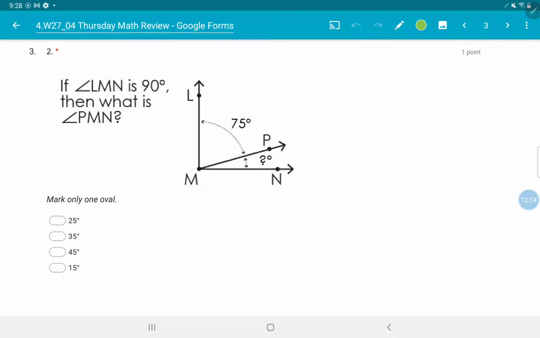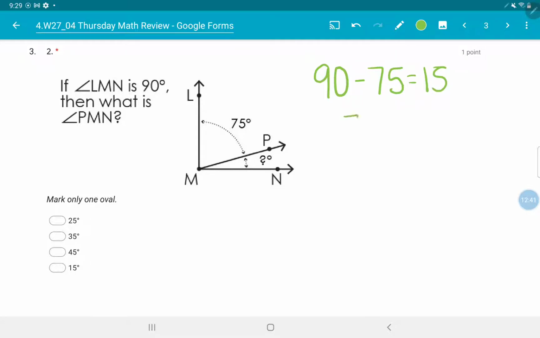What is angle PMN? So we know this is 90. From P to M to N, we have to figure out what that missing piece is. So how am I going to figure that out, Cash? What do I need to do? At the end to get to 90, I added 15.